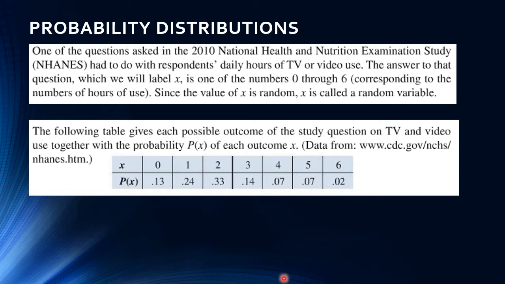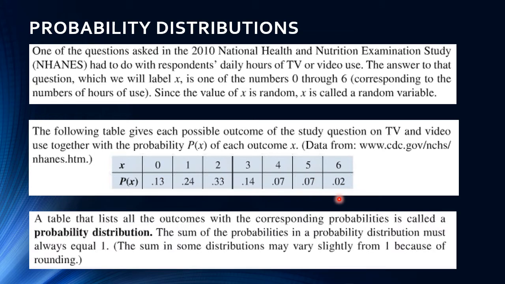The following table gives each possible outcome of the study question on TV and video use together with the probability, P of X, of each outcome. You can see here these are the random variables. I watch 0 hours of TV, I watch 1 hour, 2 hours, 3, 4, 5, 6. Below it is the probability. So there's a 0.13 probability that when you're surveying someone, they will watch 0 hours of TV. There's a 0.07 probability that they watch 5 hours of TV.